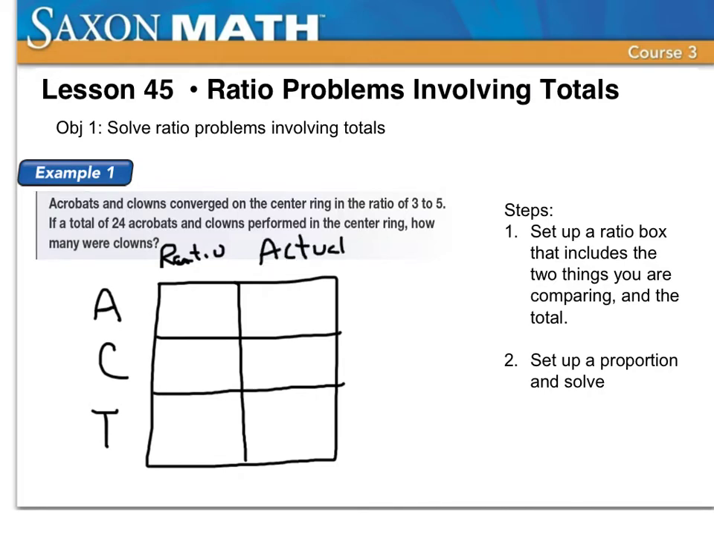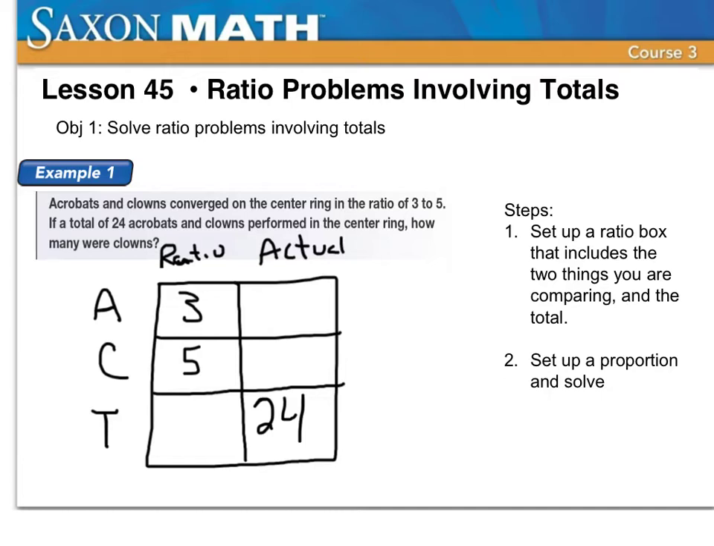Okay, our actual numbers. So, it says the acrobats and clowns are in a ratio of 3 to 5. That means that the first word, acrobats, is 3, and the second word, clowns, is 5. So acrobats is 3, clowns is 5. Okay? Then from the problem we know that there are a total of 24 acrobats and clowns. So that's the acrobats and clowns together because it says total. So 24 acrobats and clowns will go over here in the actual count side, and it's going to go in the spot that says total because that's the acrobats plus the clowns. It gives us the total amount that we have.